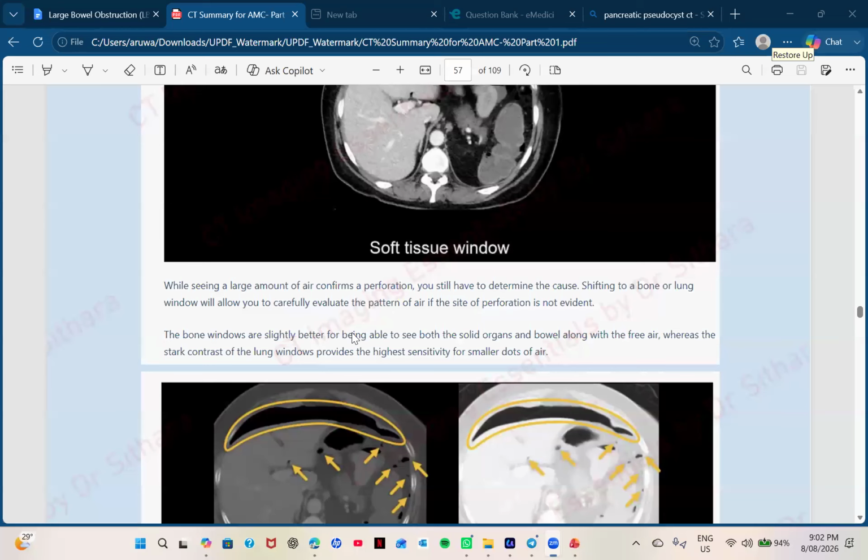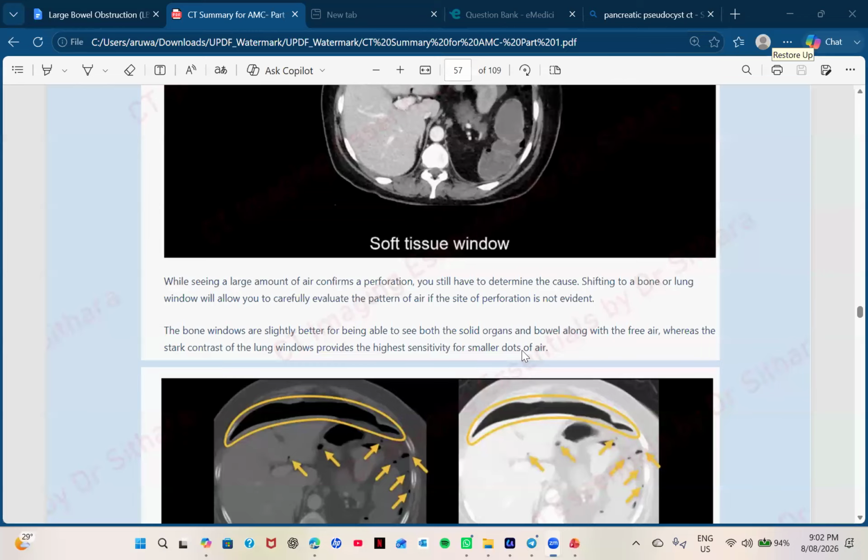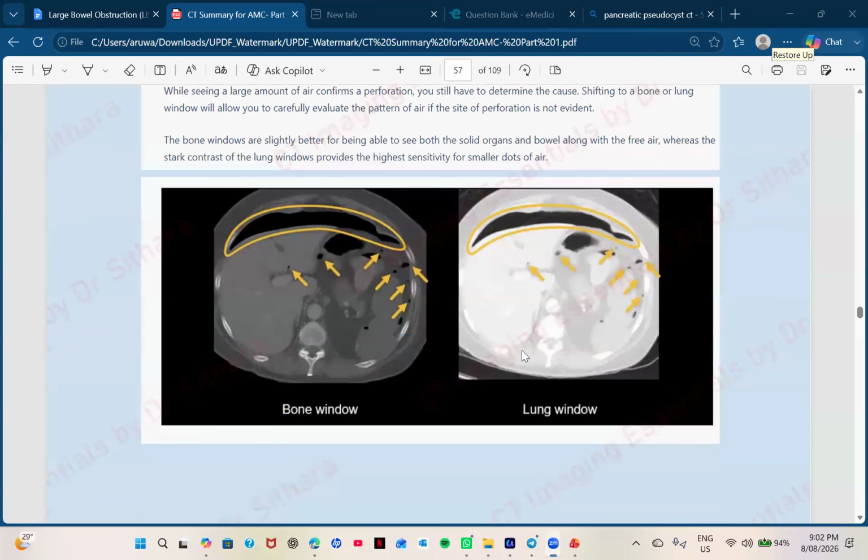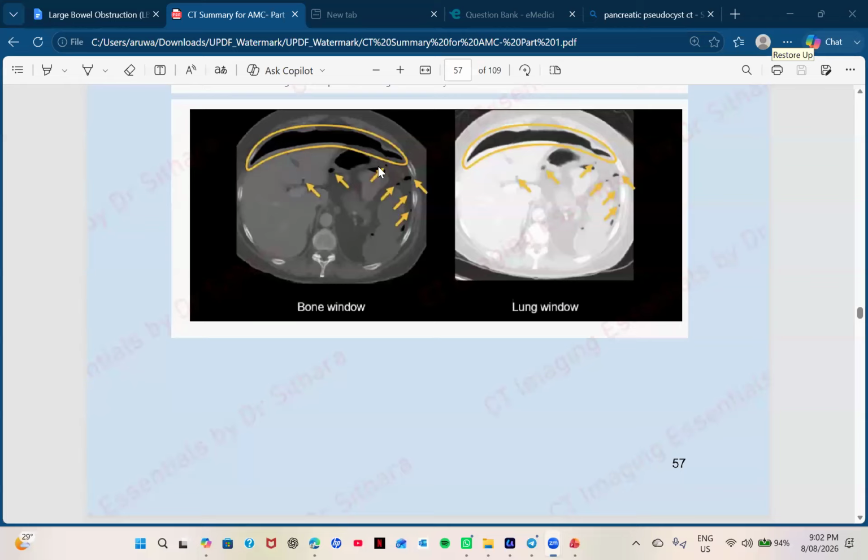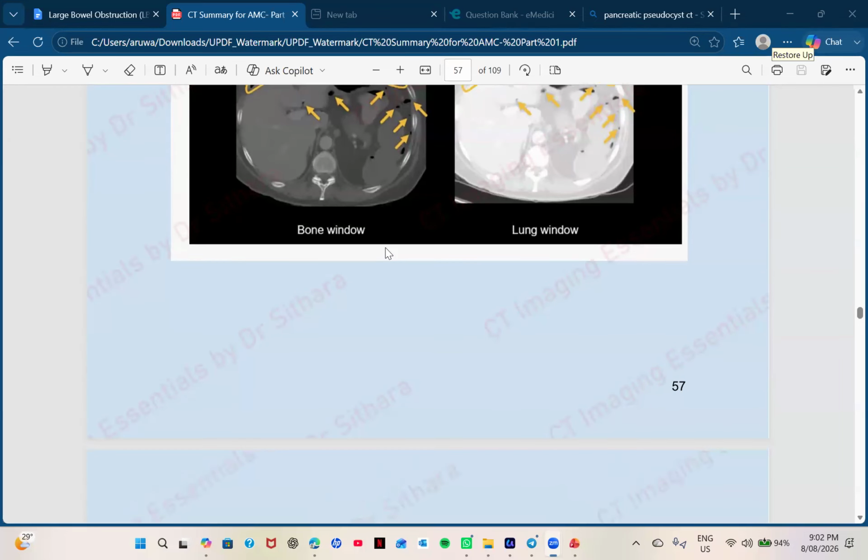Shift into the bone or lung window. That is the type of window that we use in the CT to evaluate the pattern and the cause, right? So this is a bone window and this is a lung window. Anything you can see here, right? The air in the peritoneal fluid, right? Here also, air in the peritoneum.